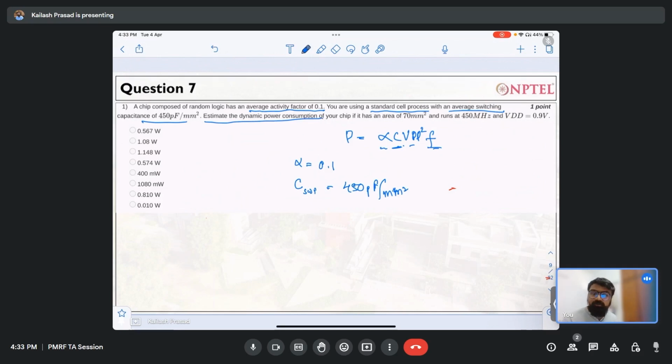So we have written the formula of dynamic power. Please understand that dynamic power is the power consumed when there is a switching, right? The switching can be of three things. The first is your inputs, the second is your outputs, and the third is your internal nodes. If any of these three switches, there will be dynamic power consumption.